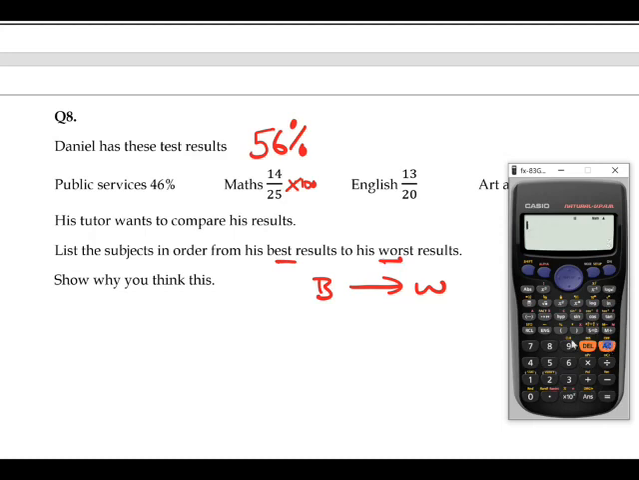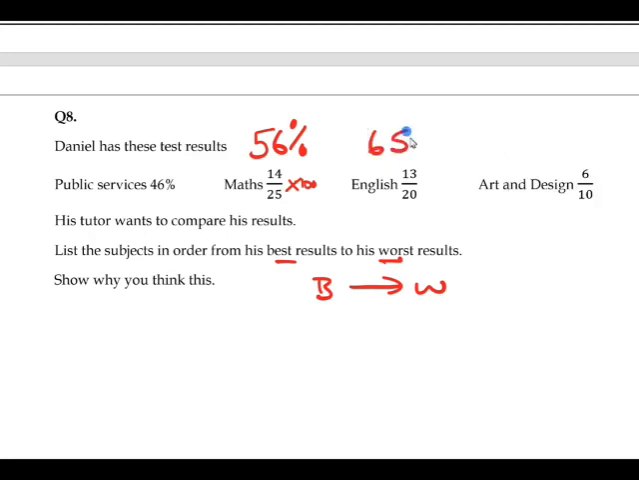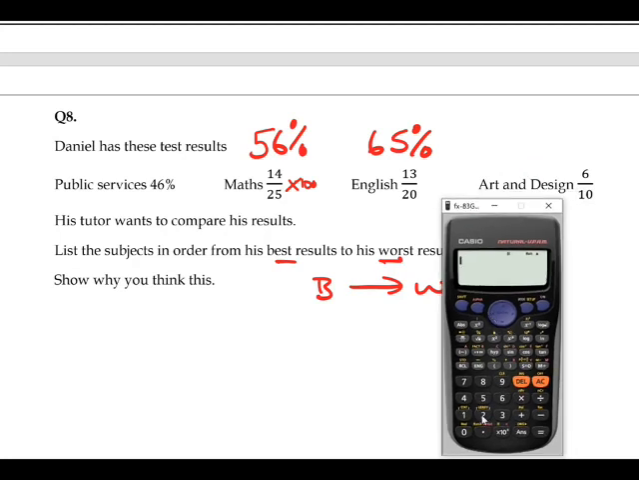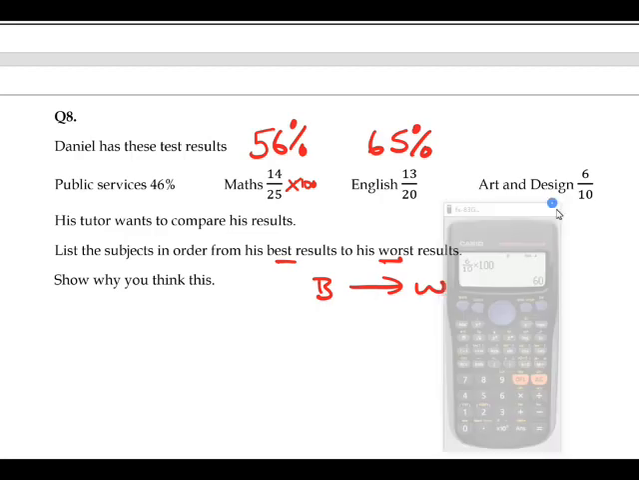The same for English then. Create the fraction, 13 over 20. Move the rocker to the right, multiply it by 100 to get a percentage, and you've got 65%. And then finally, for art and design, we've got our fraction, which is 6 over 10. Move the rocker to the right and then multiply it by 100. Press equals, and you've got 60%.